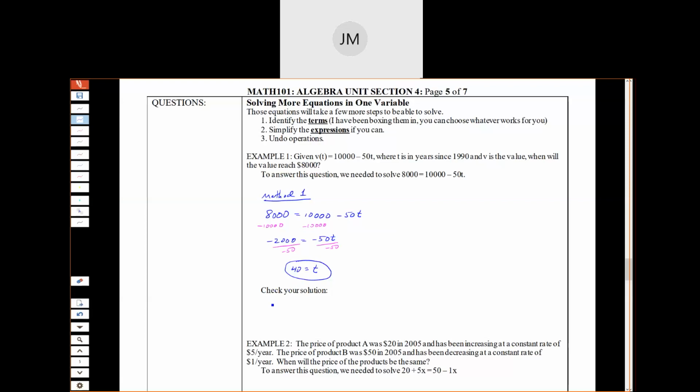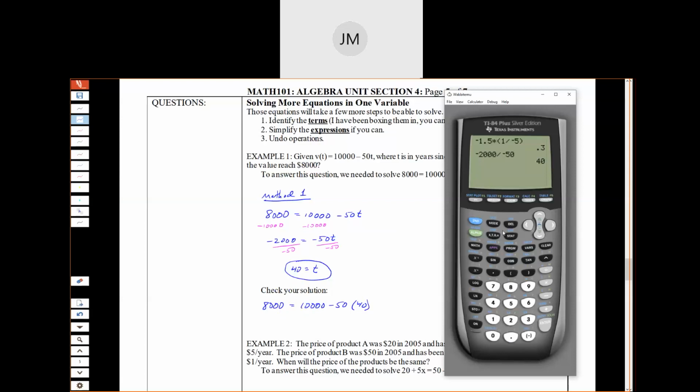Okay, and I can check my solution, right? 8,000 equals 10,000 minus 50 times 40. And if we're going to use our calculators to check things, let's just check that whole right-hand side. 10,000 minus 50 times 40 gives me 8,000.